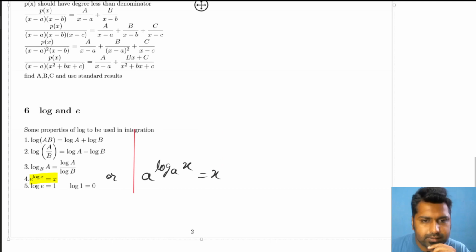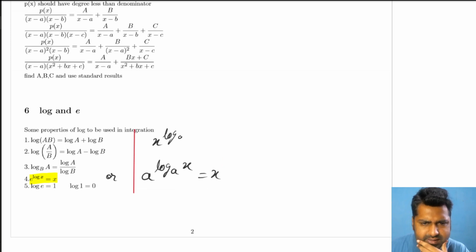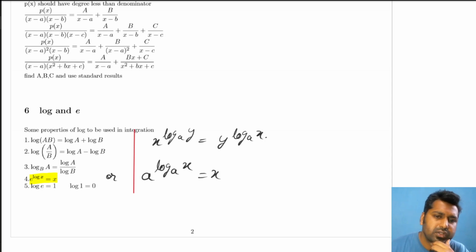Another form property is, let's suppose you have x raised to power log base a of y. This is the same as y raised to power log base a of x. Means you can interchange your x and y, whatever is present in the log and the base whose power is log raised. So you can interchange these two. Try to learn it like this, that these two are interchangeable.